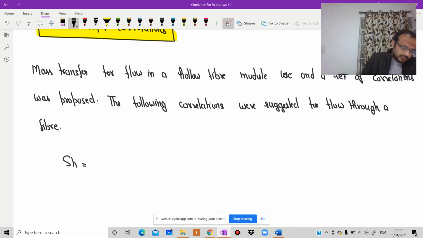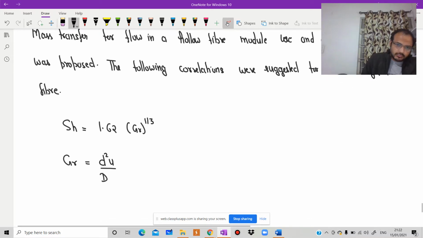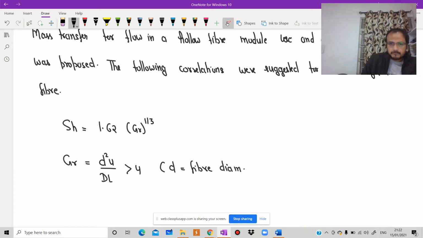Sherwood number is equal to 1.62 Graetz number to the power 1 by 3, and Graetz number is equal to d square u by dl, greater than 4, where d is the fiber diameter and l is the length.